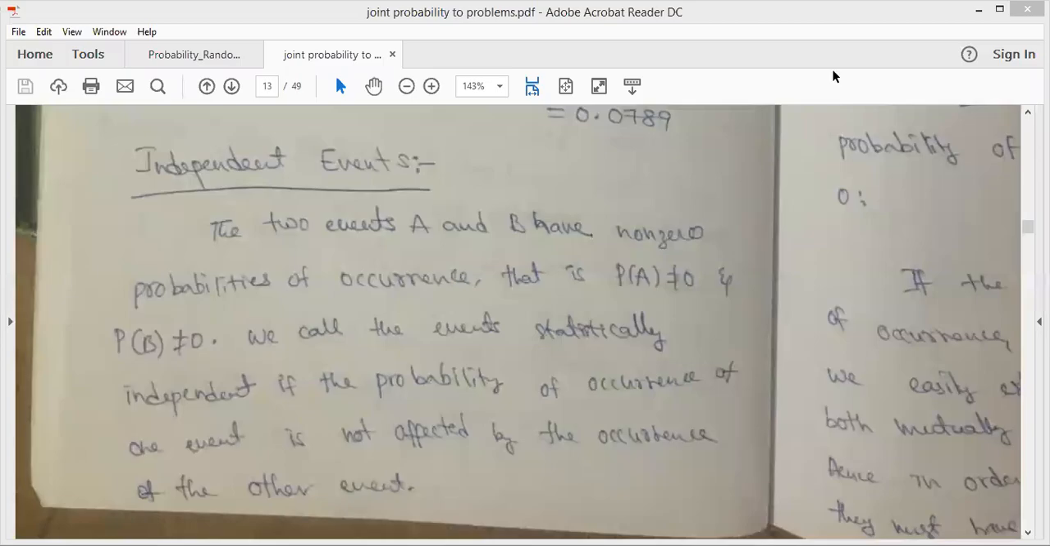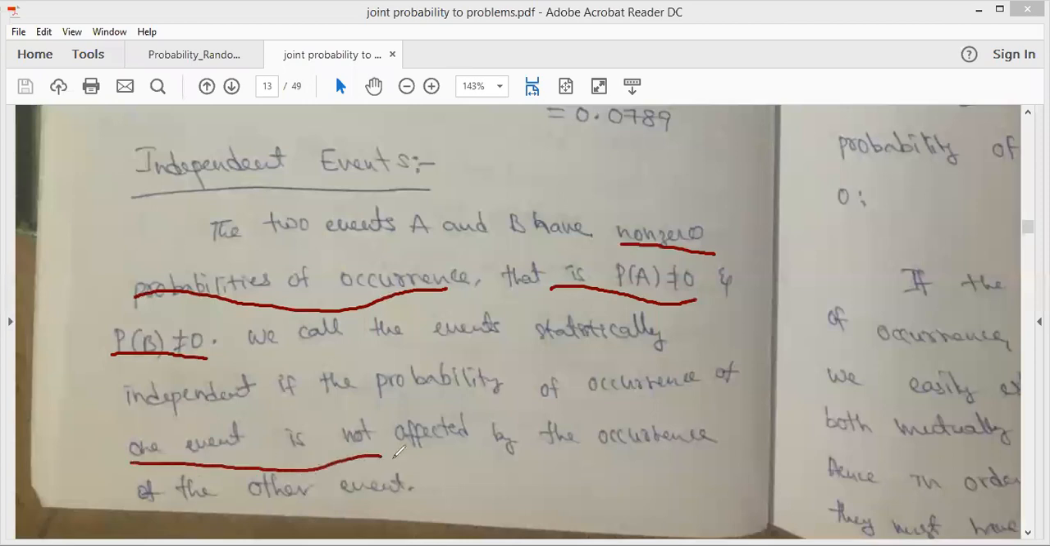So, independence. Here two events A and B have non-zero probability of occurrence. That is, probability of A is not equal to 0, probability of B is not equal to 0. So if these probabilities are not equal to 0, then these two events have non-zero probability of occurrence. We call the events statistically independent if the probability of occurrence of one event is not affected by the occurrence of the other. Then we say that these two events are statistically independent.